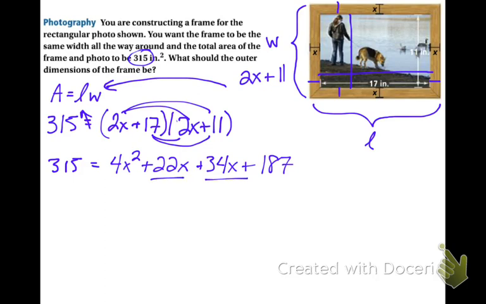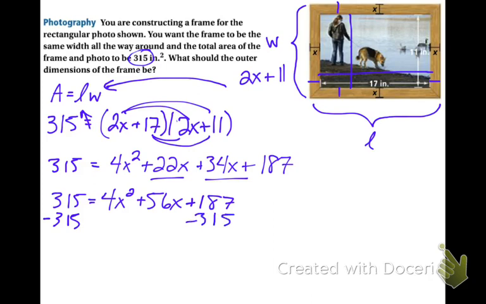Combine my like terms together. 315 is equal to 4x squared plus 56x plus 187. Then I can subtract my 315 to the other side. So I get 0 is equal to 4x squared plus 56x minus 128. Then I can go ahead and factor this.